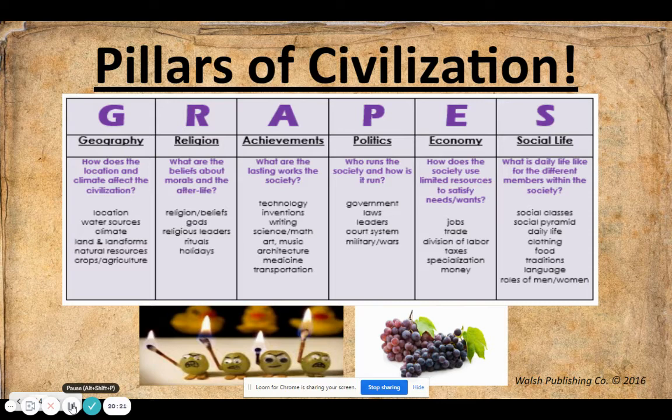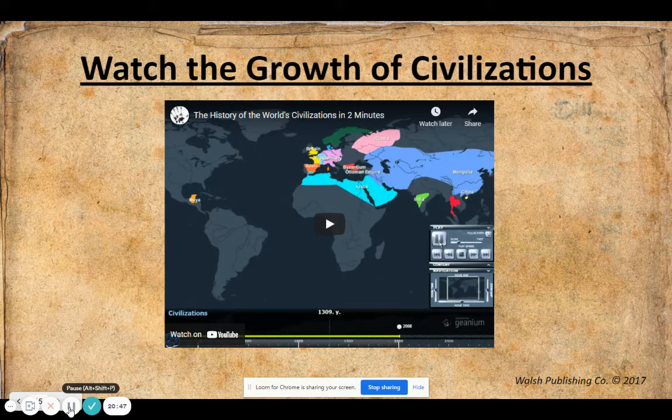And especially the roles of men and women. In each early civilization, the roles of men and women would have been different. So studying the early civilizations, you will get an idea of all of these different categories and how these civilizations had things in common, but also had differences in the area of GRAPES: geography, religion, achievements, politics, economics, and social life.